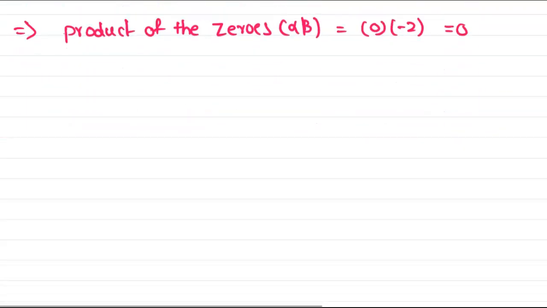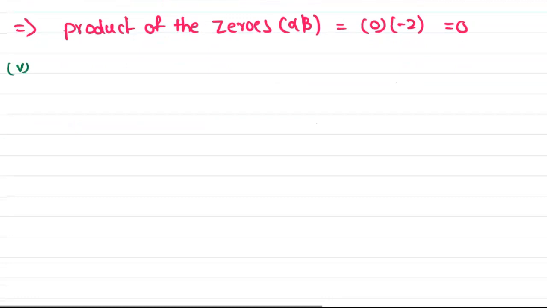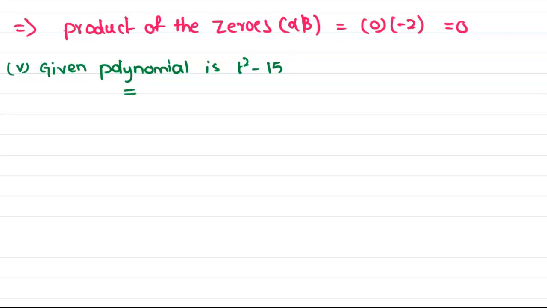another polynomial. So that is the fifth one. So in the fifth one, the given polynomial is t square minus 15. So that is equal to, here we have to write the t square minus 15, that implies. So by using the formula that is here, a square minus b square is equal to a minus b into a plus b.